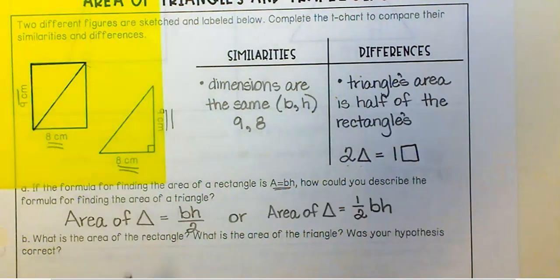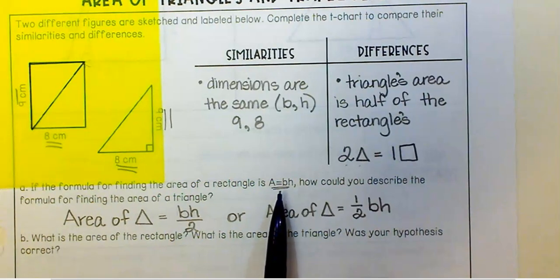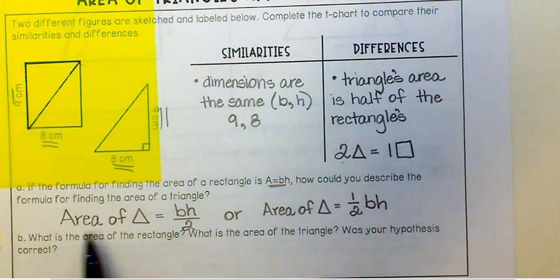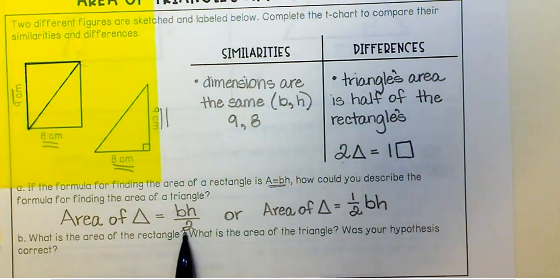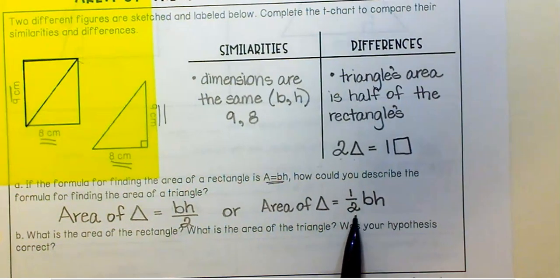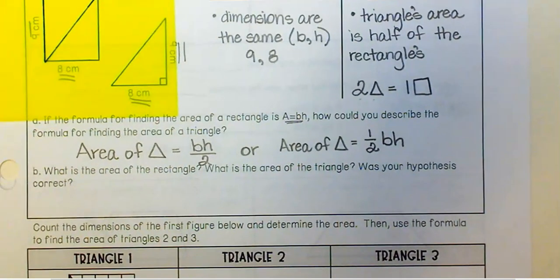All right, so I've written down what we've concluded. If this is the area of a rectangle, then the area of a triangle is half of that. So the area of a triangle is base times height divided by 2, or we could just say 1/2 base times height, the same thing. Dividing by 2 and multiplying by half is exactly the same mathematical process.